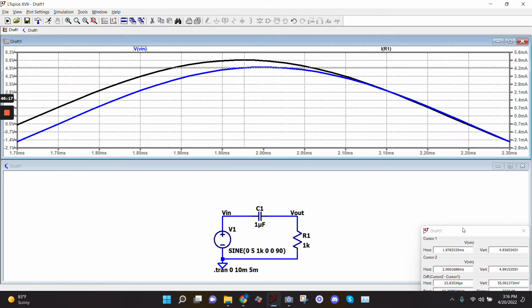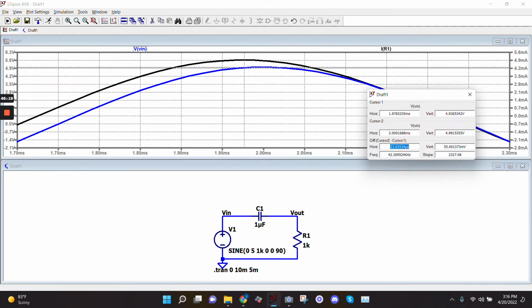So I got 23.6 microseconds. I calculated 25 microseconds. See, that's close enough. If it was like 15 microseconds, that's not close enough. You did something wrong. But if it's within the ballpark of a couple of microseconds, or whatever unit you're looking at, then it's good enough.